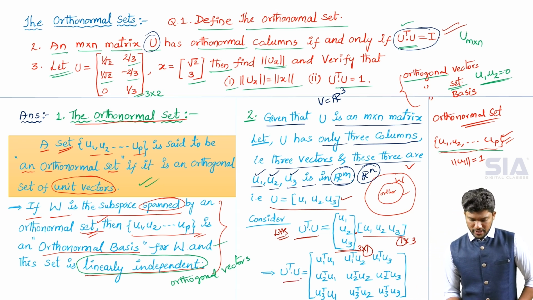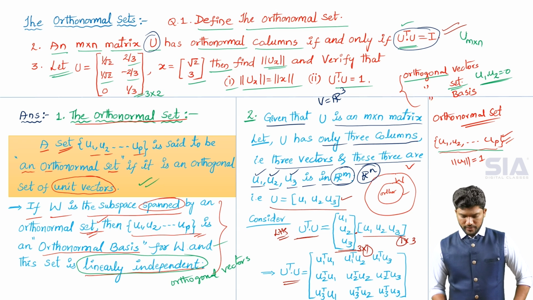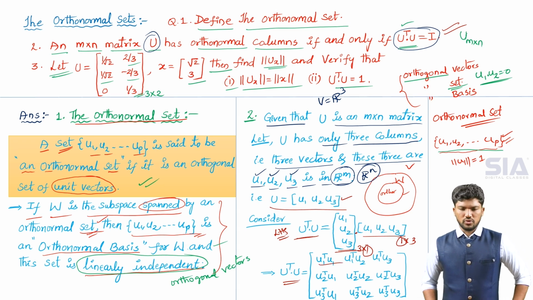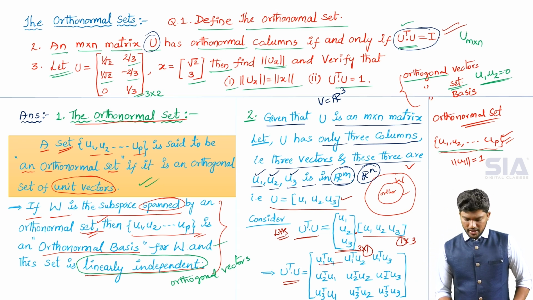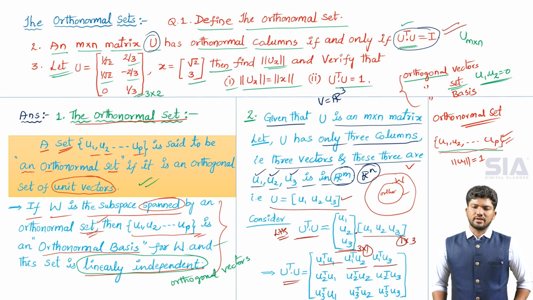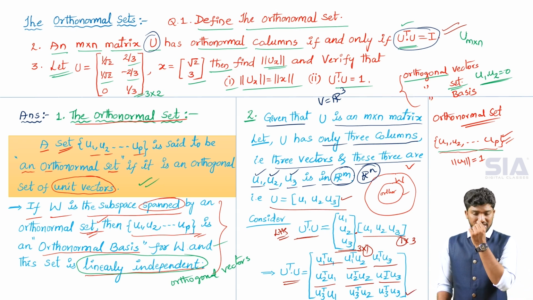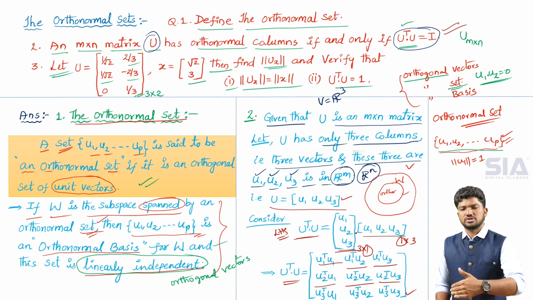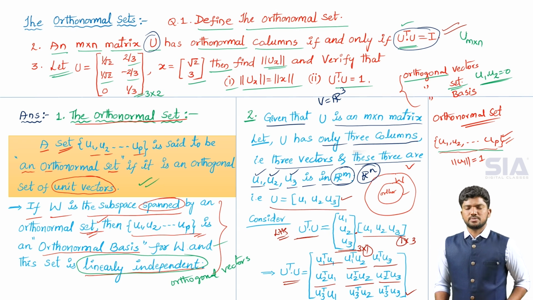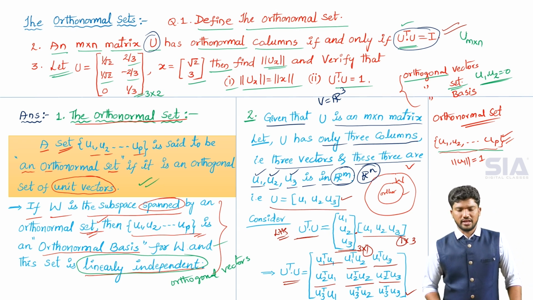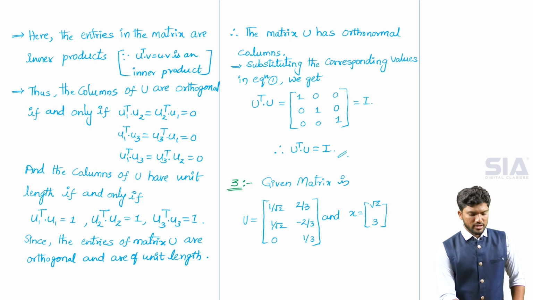Then U transpose into U is equal to, if you multiply, U1 transpose U1, U1 transpose U2 and U1 transpose U3. Next U2 transpose U1, U2 transpose U2 and U2 transpose U3. The third row we can also write in that format: U3 transpose U1, U3 transpose U2 and U3 transpose U3. In that format we can apply the multiplication for those two matrices.